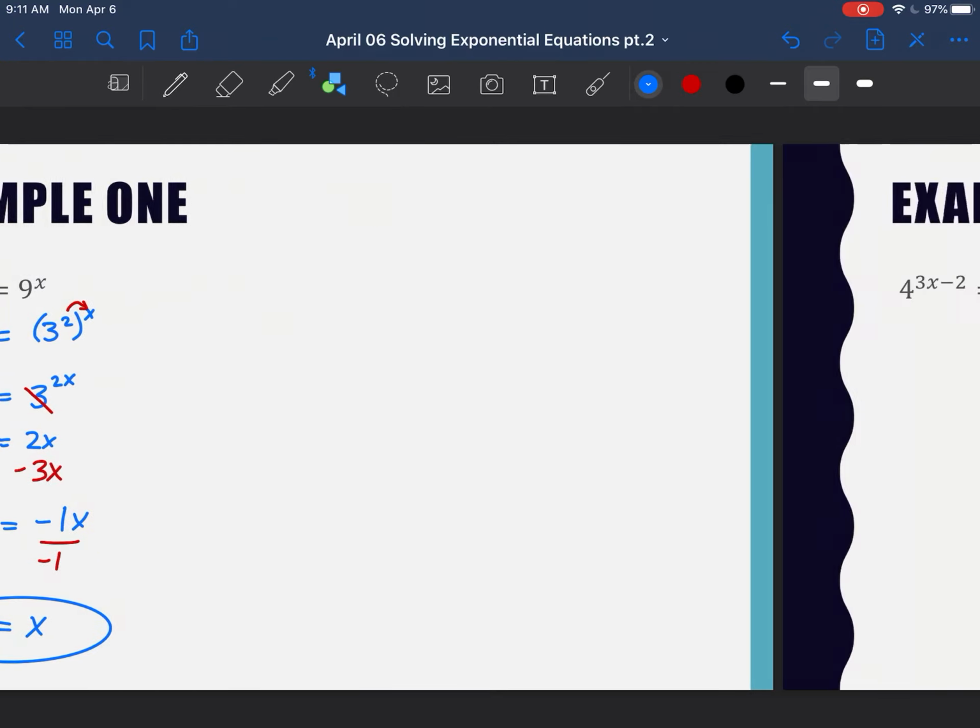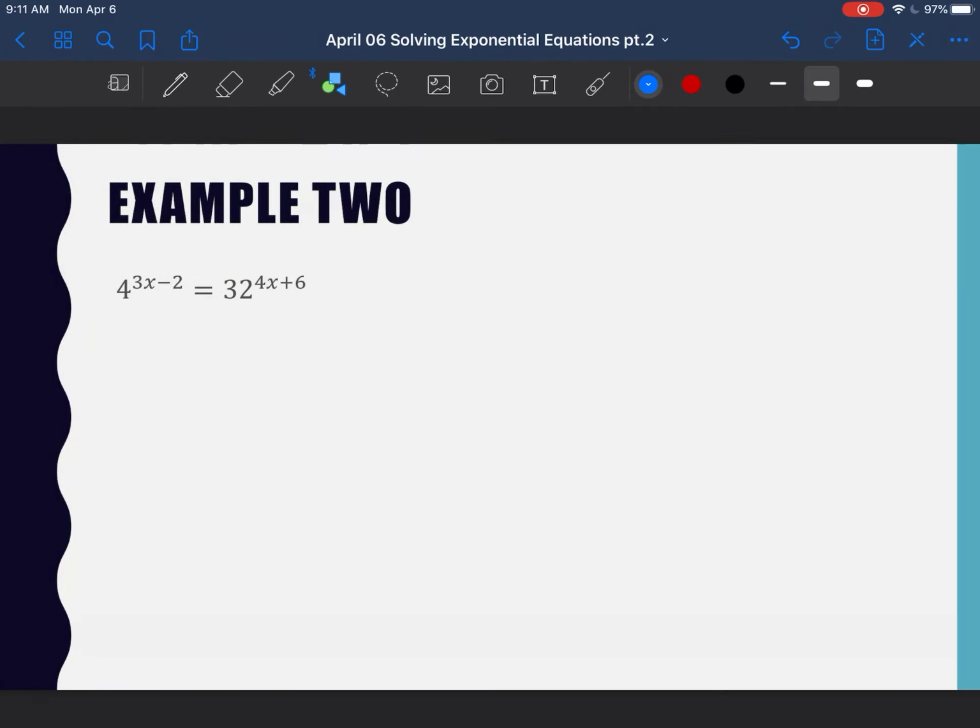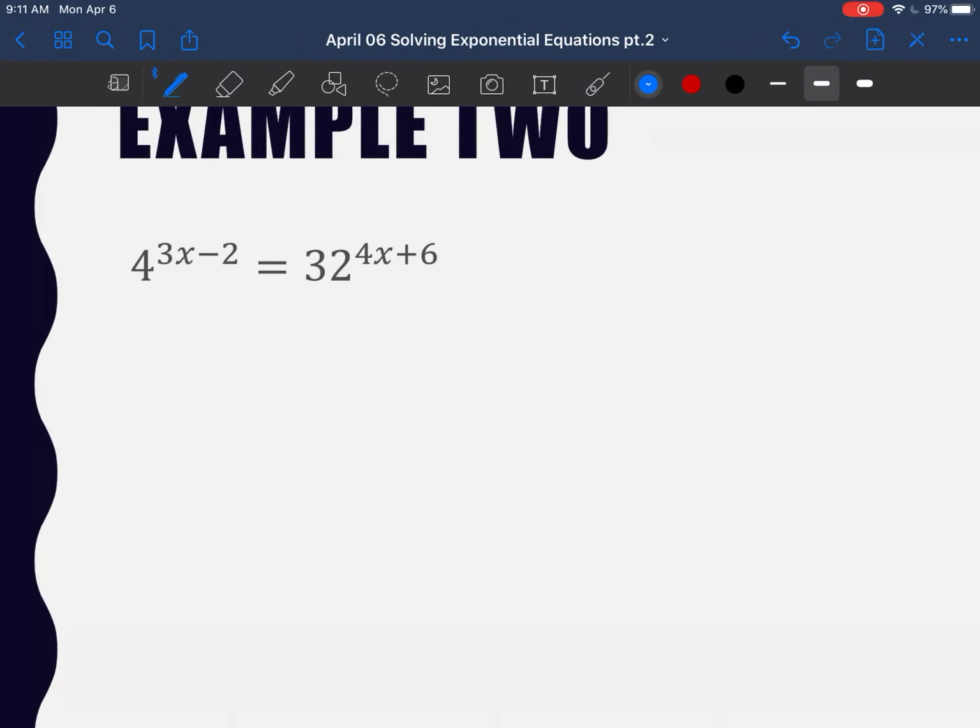Now let's do another example of the same thing basically. So again, ideal situation, these would both be 4s, or you would just change the 32 to match the 4, but that's not the case here. So then we need to change both sides. What goes into both numbers evenly? A 2. So 4 would be the same as 2 squared. Parentheses around that. Bring that 3x minus 2 down. 32, just by guessing and checking on the calculator, would be 2 to the 5th power. And then bring down the 4x plus 6.